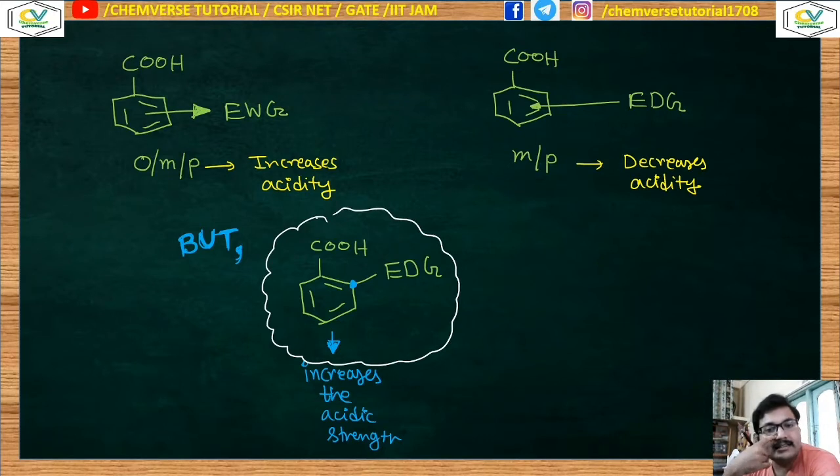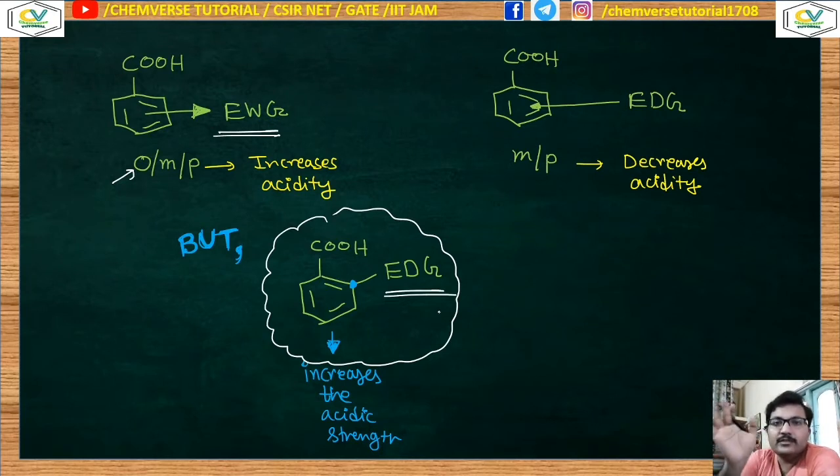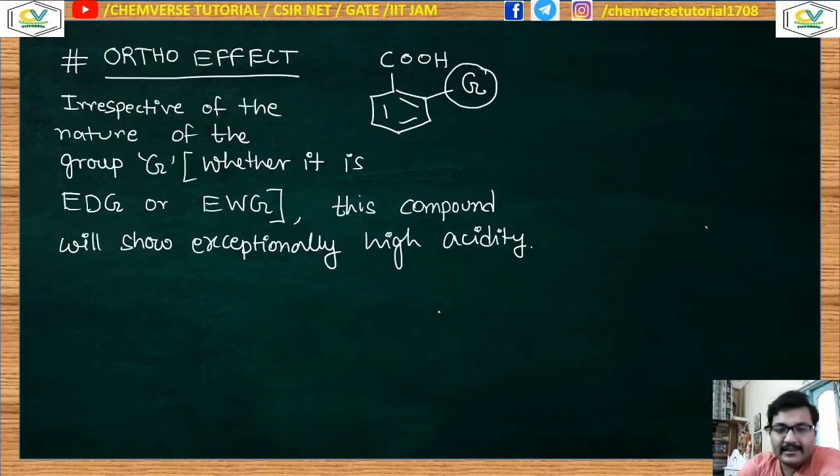In this case, what I can say is that the ortho substituent group, whether it is electron withdrawing or electron donating, even increases the acidity. So now we can't explain only on the basis of this kind of electron density over the benzene ring. There might be some other effect which is operating, and the effect is your ortho effect.